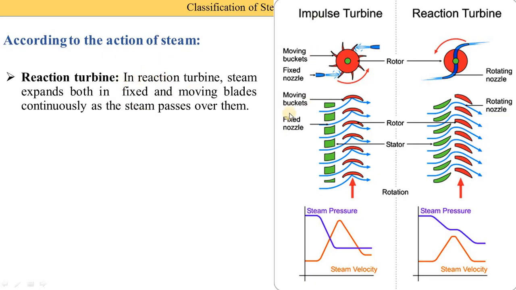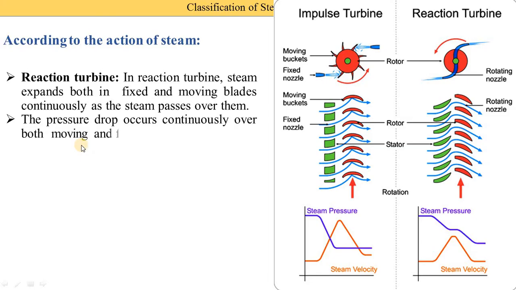In the impulse turbine we mentioned the fixed nozzles, but here they use fixed blades, and the red ones are the moving blades. The steam expands in both the fixed and the moving blades. When the steam expands, it means the pressure is reduced. The first part is for the nozzle or fixed blades, where the pressure is reduced and the velocity is increased. Then in the moving blade, the steam strikes and its velocity is reduced because some work is produced, and the pressure is also reduced. That means the pressure is reduced in both the fixed and the moving blades.